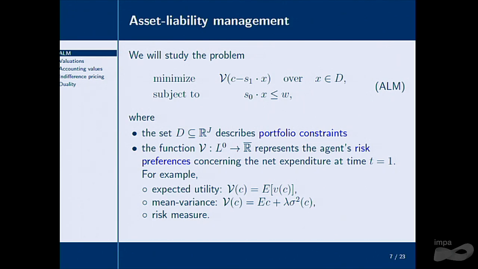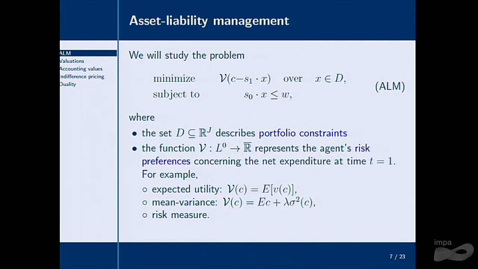So this is the ALM problem that I will be looking at. It's the problem of the agent choosing the portfolio X, subject to, there may be some portfolio constraints. So D here is some set of allowed portfolios, a subset of the portfolio space R^J. There's a budget constraint. If you remember, the agent was endowed with W units of cash at time 0. So he has to obey the budget constraint. He can't spend more on his portfolio than what he can afford, what he's given.